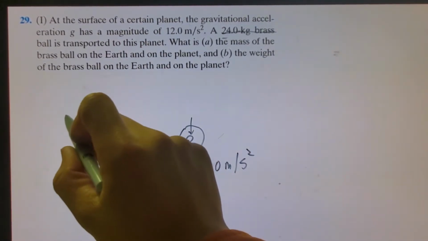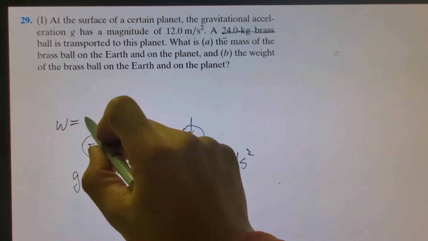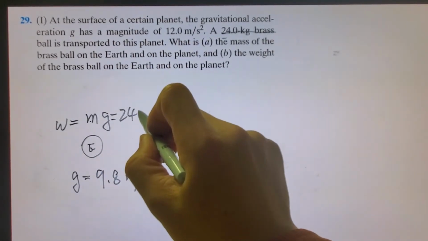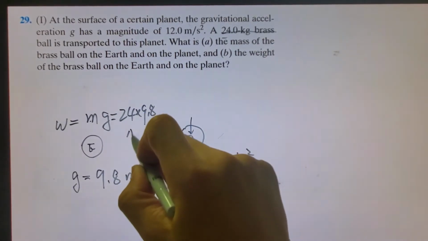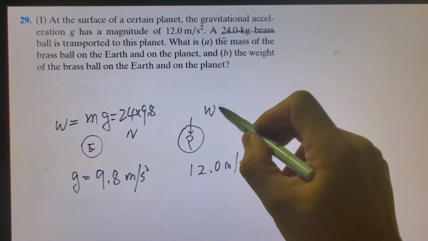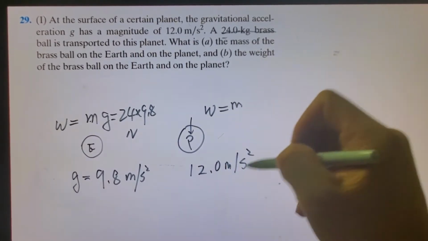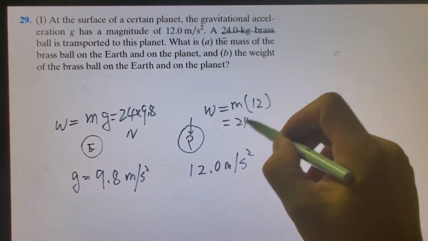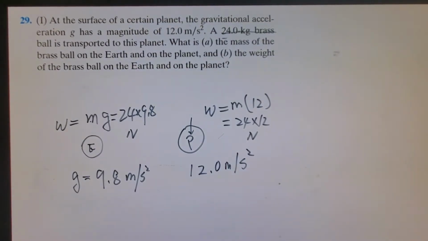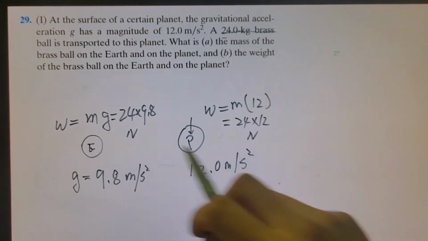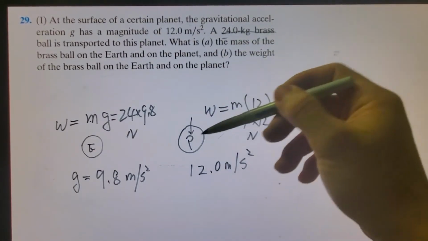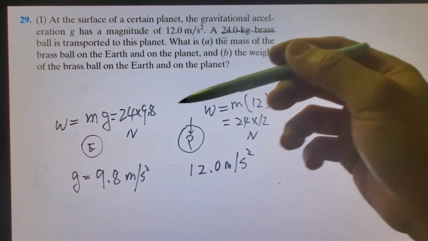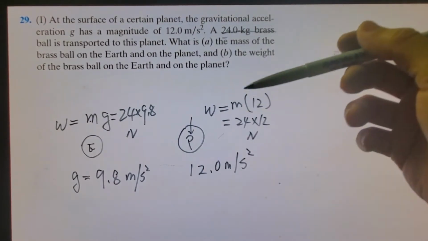Why? How do we calculate the weight? The weight on Earth, or the force, is equal to mg, which is equal to 24 times 9.8. That would be in Newtons. Over here on the other planet, it will be equal to m times the new g. This g will be 12.0. It will be equal to 24 times 12, in Newtons. All right, so the weight will be different. That means if we go to a heavier planet, our weight will be higher. If we go to the moon, our weight will be lower. That's why people can jump higher on the moon.